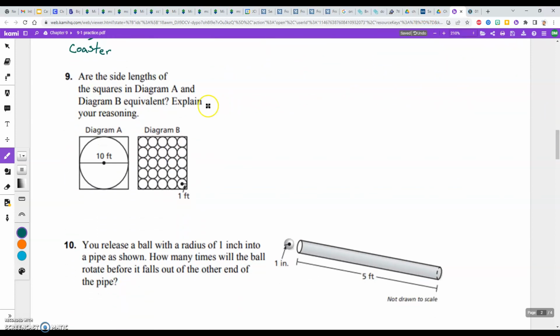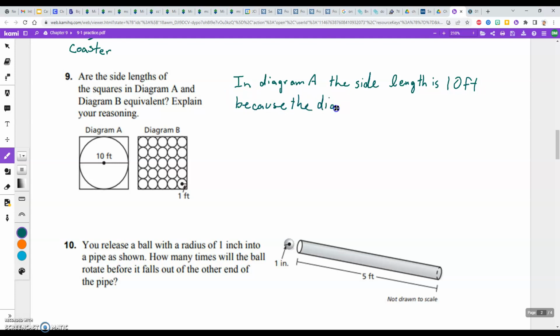In this next one, it says, are the side lengths of the squares in diagram A and diagram B equivalent? Explain your reasoning. Well, in diagram A, the side length is 10 feet because the diameter is 10 feet.